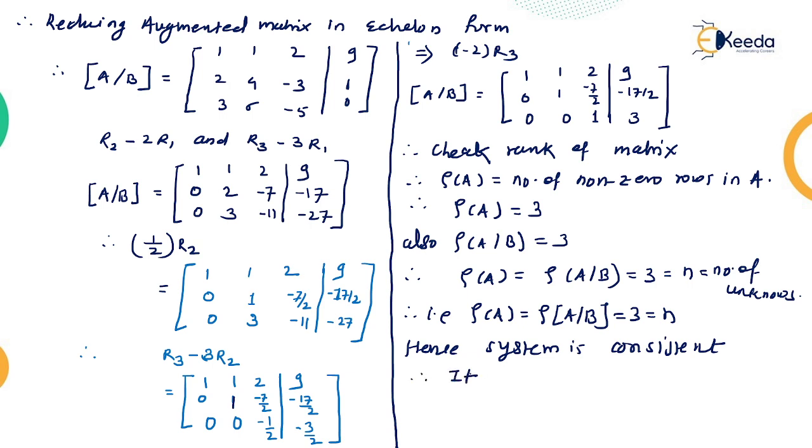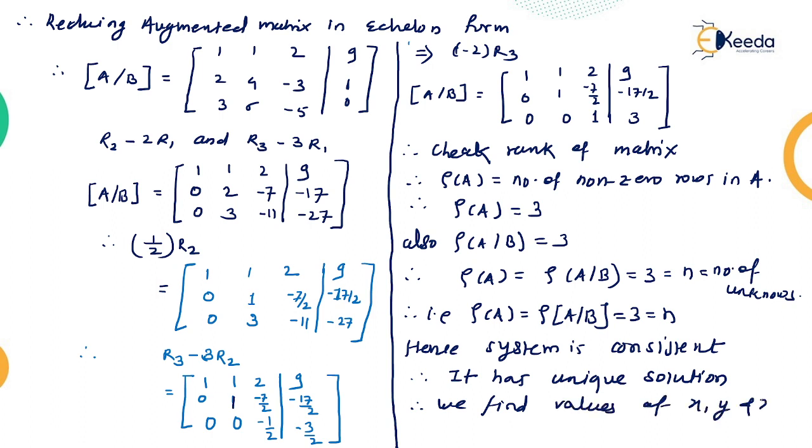But what type of solution? It has a unique solution. Why? Because the number of unknowns is equal to the rank, so it has a unique solution. And we have to find the unique solution. Therefore we find the values of x, y and z, that is, the unknowns.